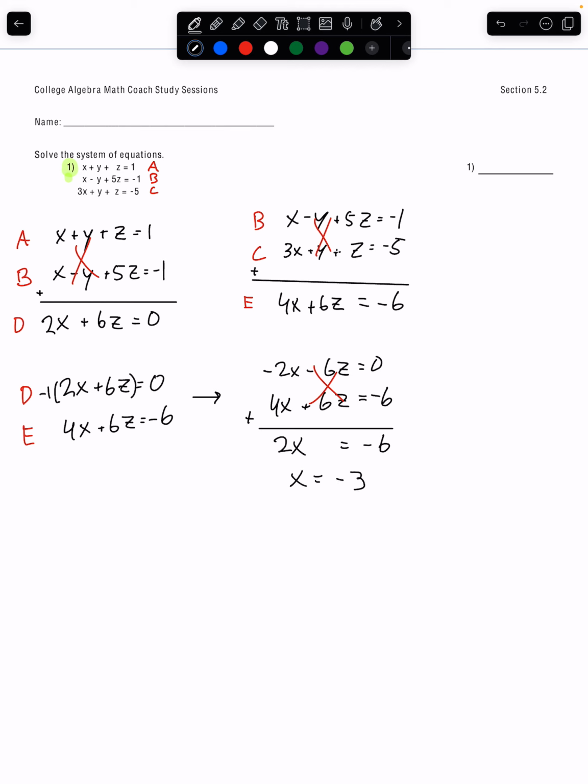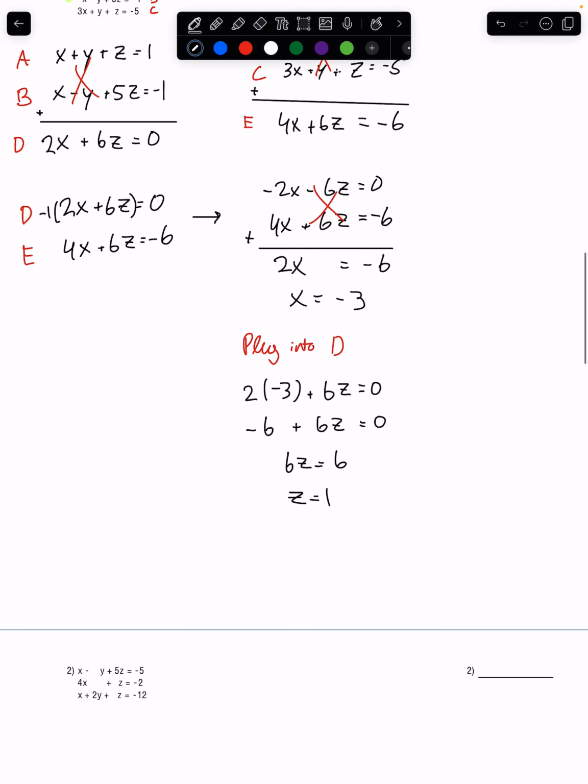And we finally found a value. So now that we found x, we'll look for a system to plug it into where we can find another variable. So I'm going to say, let's plug into D. We could choose D or E, because there's just two variables. We're going to get 2 times -3 plus 6z is equal to 0. This becomes -6 plus 6z equals 0. Add 6 to both sides, 6z equals 6. Divide both sides by 6, z equals 1.